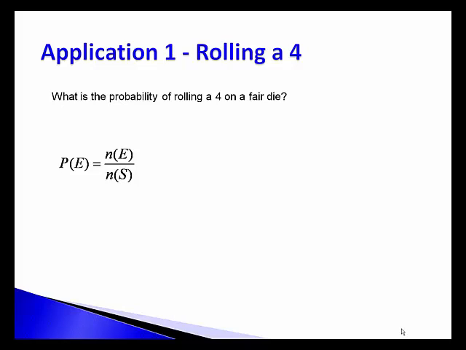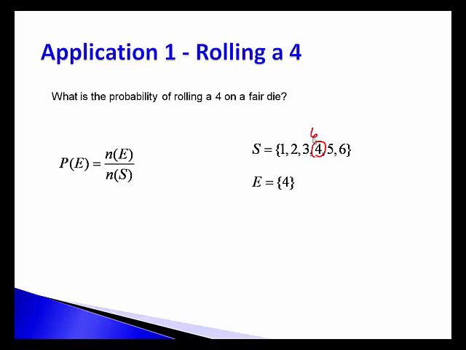Well, let's start with the total number of outcomes. When I roll a die, how many possible things can happen? Well, I could get a 1, a 2, a 3, a 4, a 5, or a 6. So there are 6 things that can happen. How many of them would be a 4? Well, only one of them. So there's one outcome that would make it true.